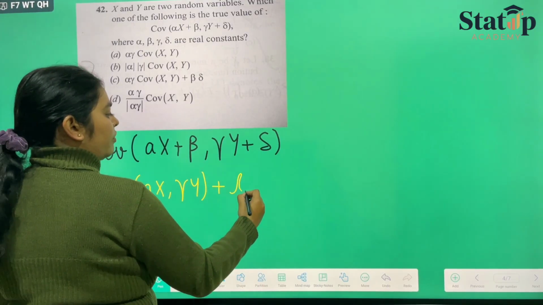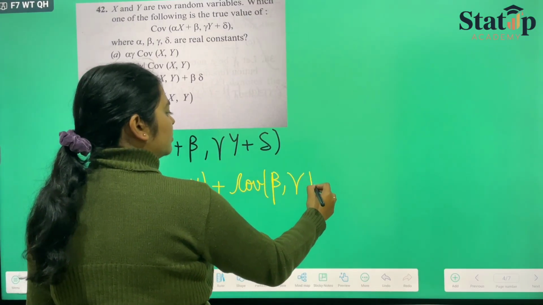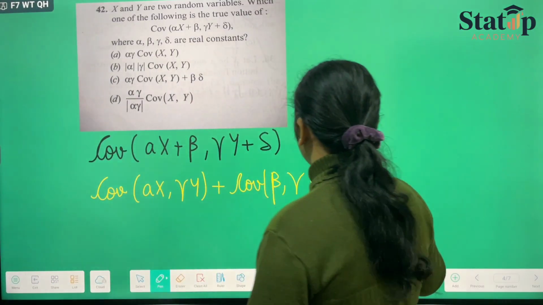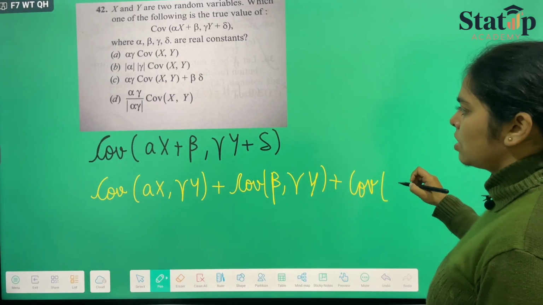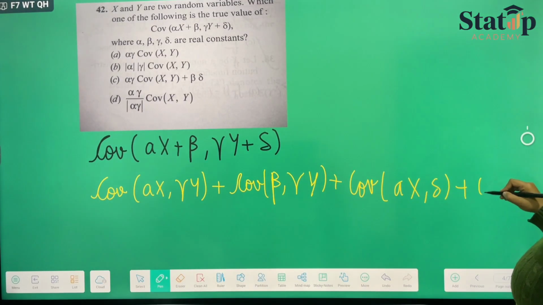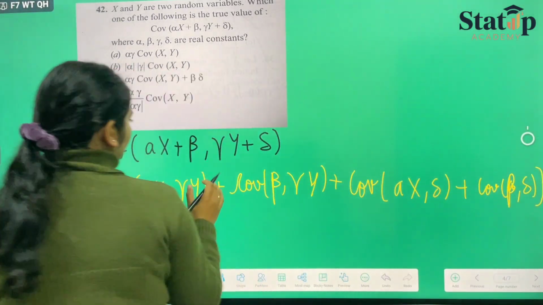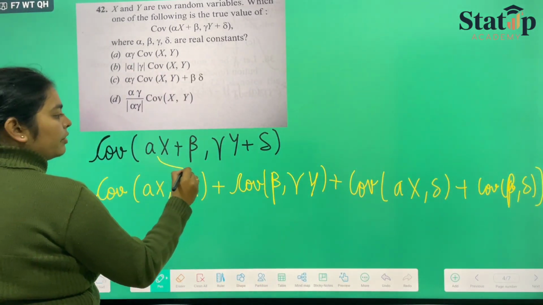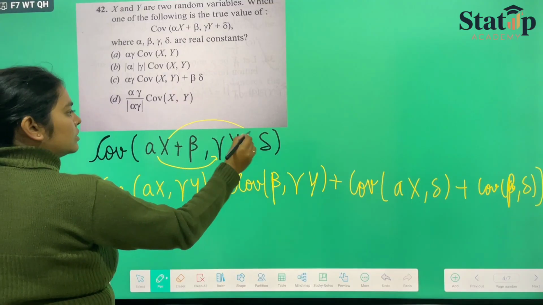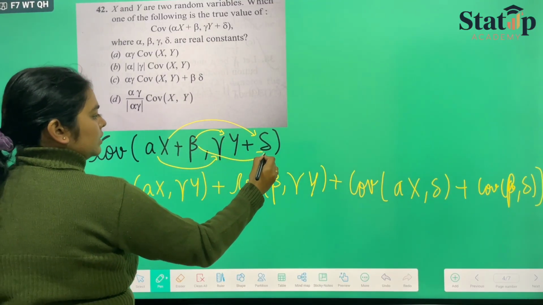plus covariance between beta, gamma y, plus covariance between alpha x, delta, plus covariance between beta, delta. I have told we have taken every single term: first the covariance between these two terms, then these two terms, then these two terms, and then these two terms.